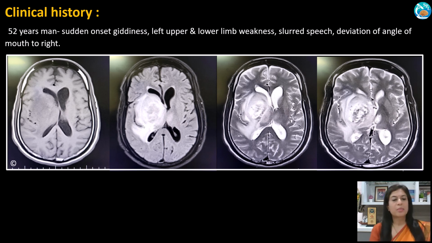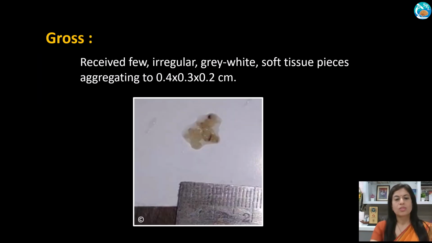On T1 weighted images, it was hypointense, and on T2 weighted, it was heterogeneously hyperintense. Now, on imaging, it was suggested possibility of brain metastasis or primary malignant neoplasm. So this is the gross which we received in our lab.